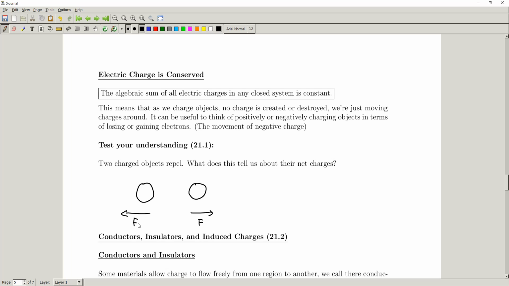So, I mean, we can think about what the four cases here are. We could either have this object with a positive charge and this object with a positive charge, or this object with a positive charge and this object with a negative charge, this object with a negative charge and this object with a negative charge, or this object with a negative charge and this object with a positive charge.